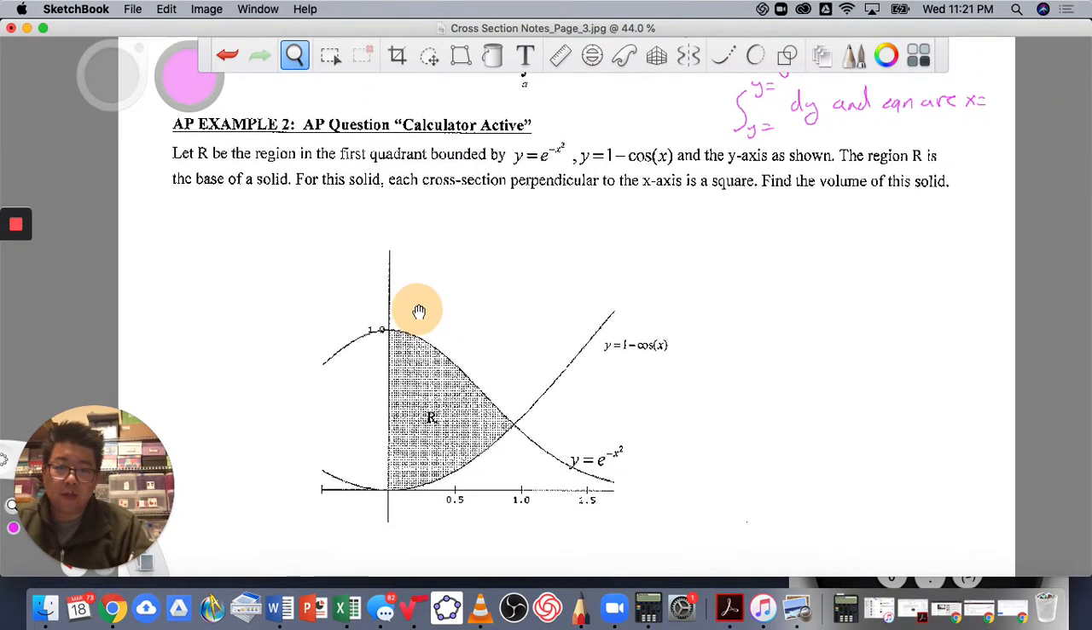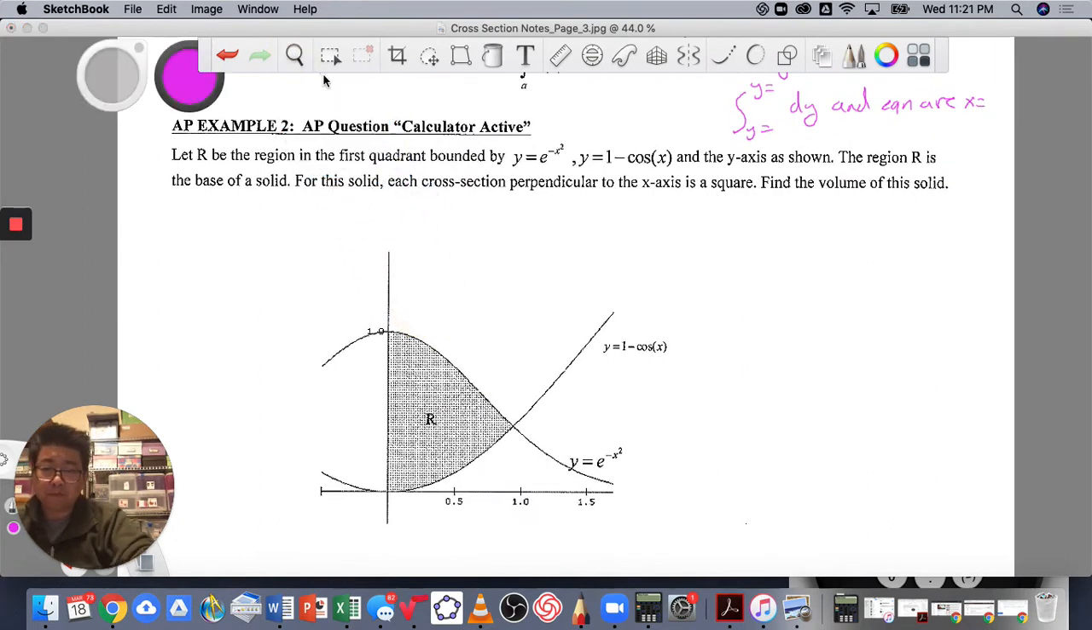So when we look at this particular problem, an AP style question, not too bad. They gave us a graph, so that's helpful. So we have this equation, this equation. Notice that this equation is the top equation, and this one is the bottom one. It's kind of misleading because they put it here, but you can see it goes up. This one goes down. So this is the top, that's the bottom. All right, y-axis is shown, the region R, and the base for the solid.